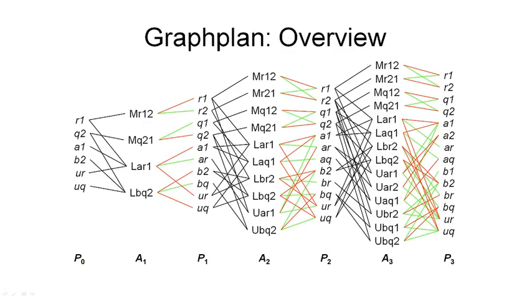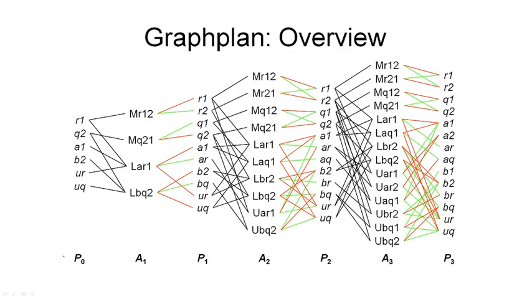Essentially, what the algorithm does is create a data structure called the planning graph, an example of which you see here. The algorithm then consists of two major steps. The first step expands this planning graph with two new layers, an action layer and a proposition layer. The second step of the algorithm searches this graph for a plan.